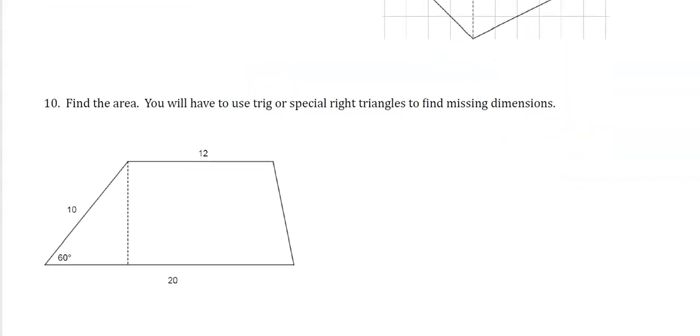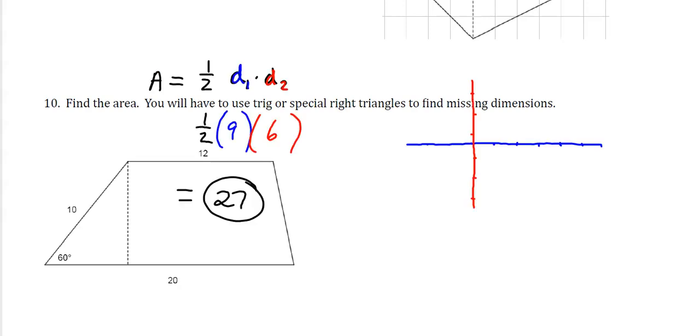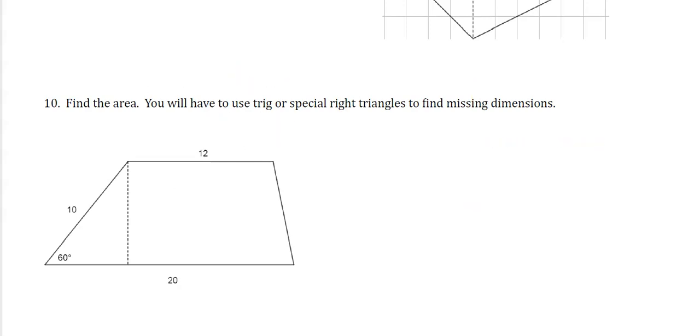Number 10. I think this one's a little more involved. Find the area. You're going to have to use trig or a special right triangle to find the missing dimensions. So when I think about my formula for a trapezoid, and I probably should have told you this is a trapezoid. Again, on the quiz I'll be very clear, but those are parallel, so this is a trapezoid. And the area for any trapezoid is the average of the bases. So you add the bases up, you divide by 2, and then you multiply by the height.